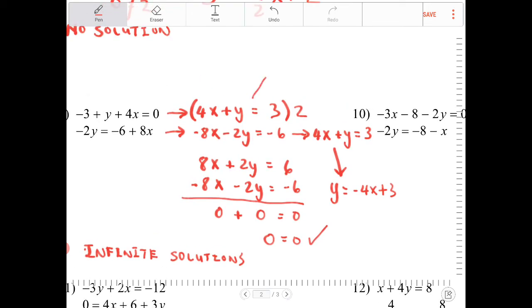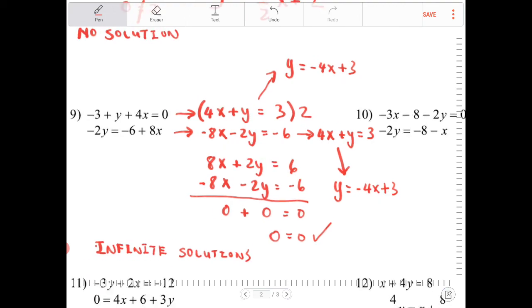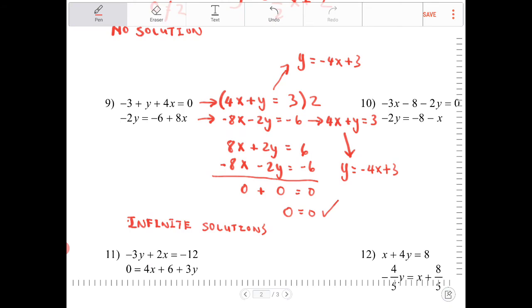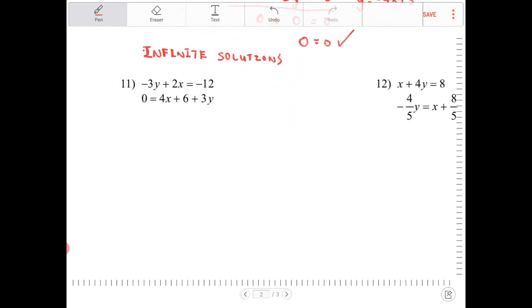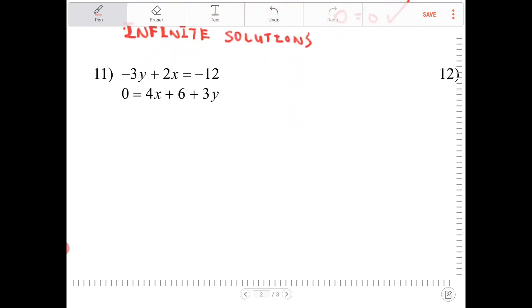I want to rewrite this in slope-intercept form. So again, this is y is equal to -4x plus 3. We have the same slope, but not only the same slope, the same y-intercept. These two equations are the same line. So the two lines are one on top of the other, which is why we say there's an infinite number of solutions, because they are forever intersecting. That's one way of interpreting it. Let's take a look at the last one here.